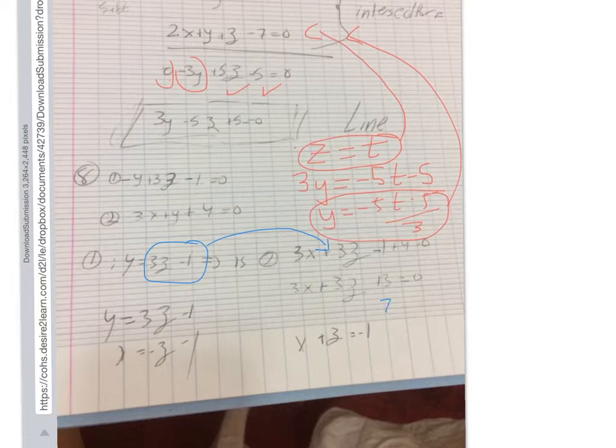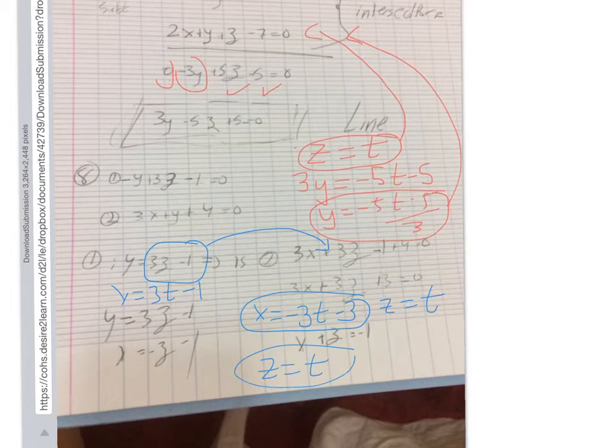So again, if we assign z as the parameter t, then in this case we would have, let's divide everything by 3 here, we would have x equals negative 3t minus 3. And then you can define y as 3t minus 1 and z as t. So your parametric equation for the line of intersection is made up of those 3 equations, and that's the parametric equation for the intersection of these planes, okay?